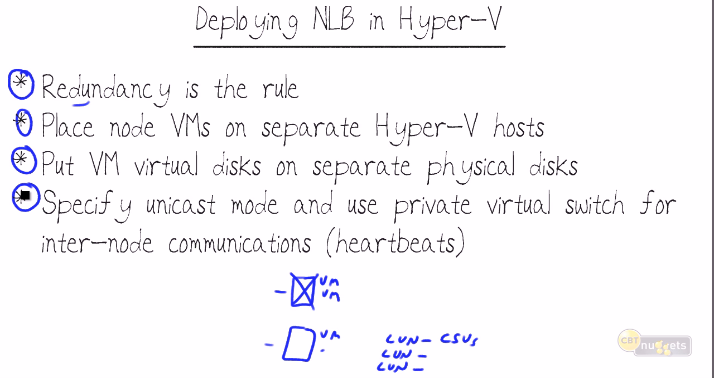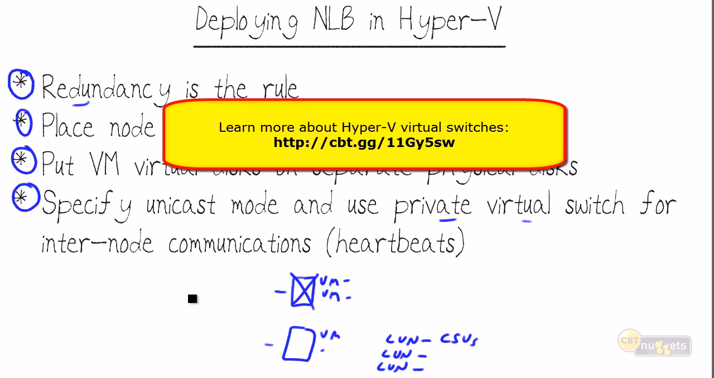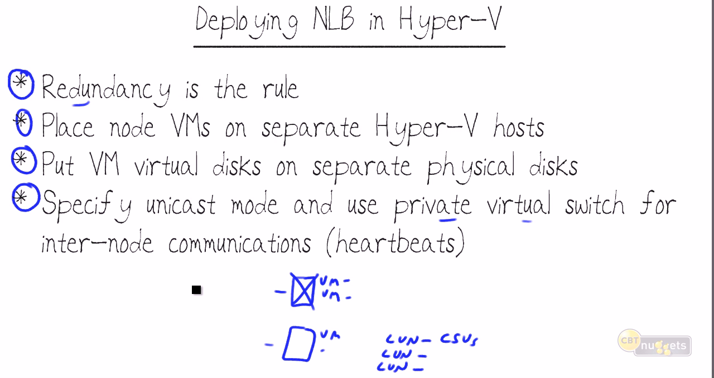The third best practice from Microsoft is to specify unicast mode and deploy a second NIC for each of your NLB node VMs and connect that to the Hyper-V private virtual switch for internode communications or heartbeats. As you'll learn later in the course, Hyper-V relies upon this concept of the virtual switch to provide networking between your virtual machines and also between your virtual machines and the Hyper-V host, and then finally between the virtual machines and your local area network or even the internet. You have an external virtual switch that's used for the internet and LAN scenarios, and you can also deploy a private virtual switch that's usable only by the VMs themselves.